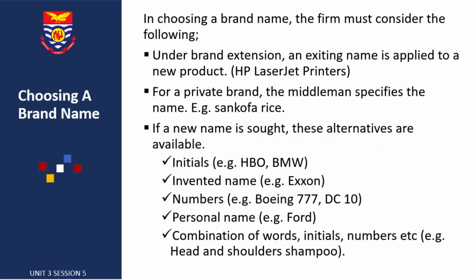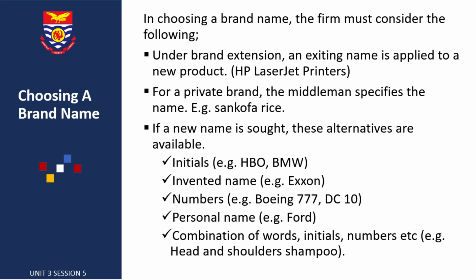For one to choose a brand name, there's a need to consider the following. One, should it be under a brand extension, or should an existing name be applied to a new product? A brand could either fall under a well-known brand or come with a new name on its own. For a private brand, the middleman specifies the name. So if you go in for the private brand, it is the middleman who will come up with a name. Example, Sankofa Rice.